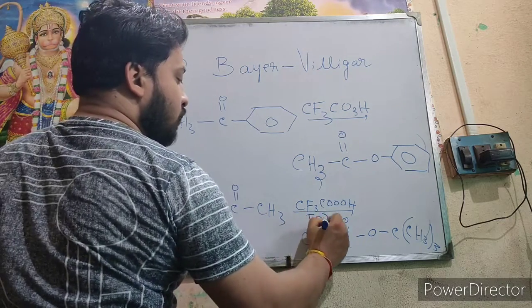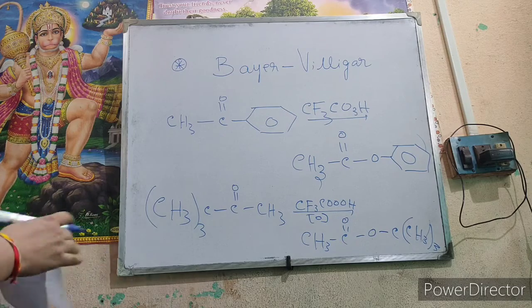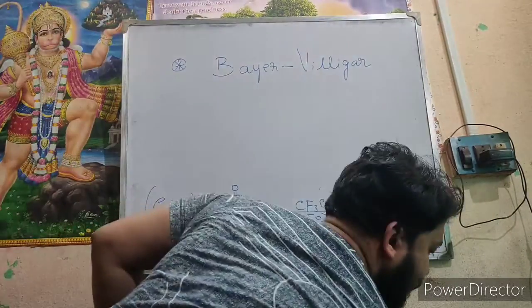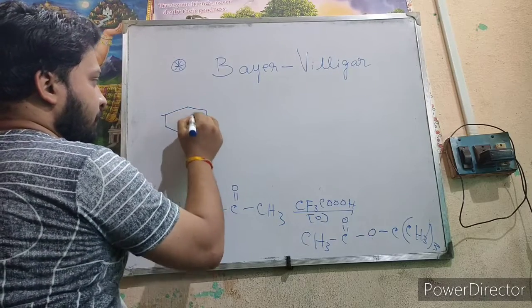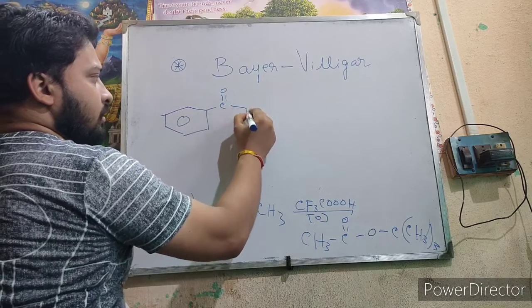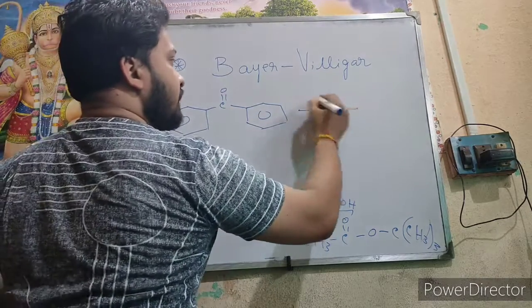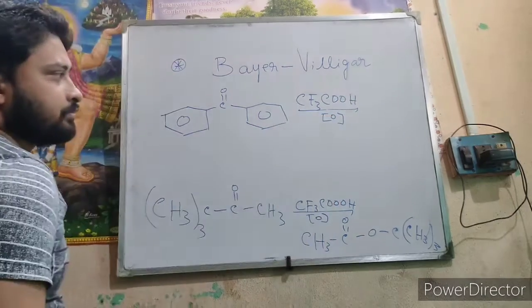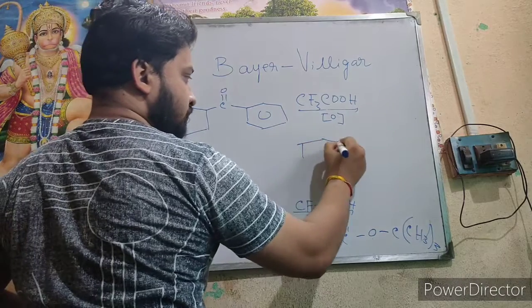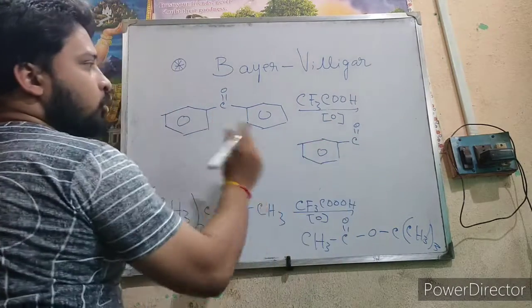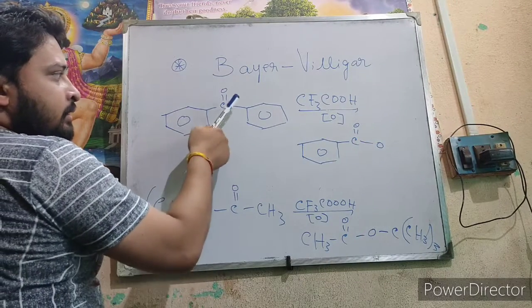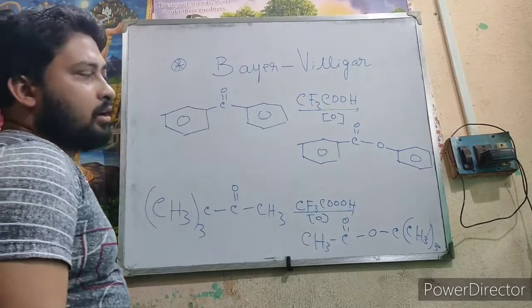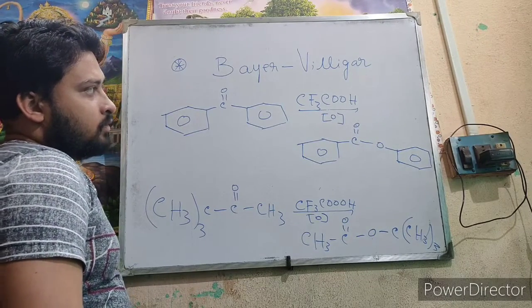You should also use peroxide oxygen. Now we take another example. This is benzene, and then you add CF3CO3H with peroxide oxygen. What will be the product? The product is C double bond O, then O, then this benzene. This product is also called the Baeyer-Villiger product.